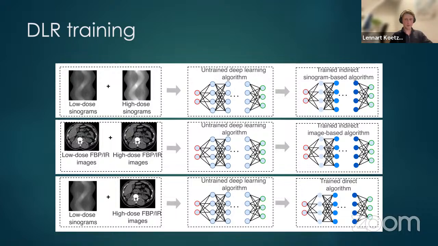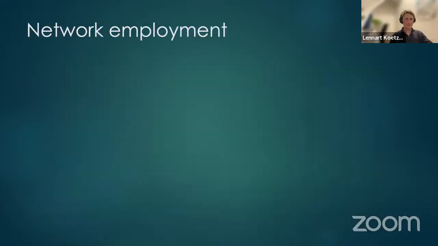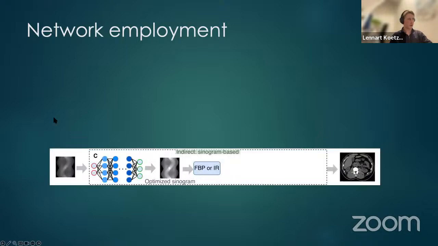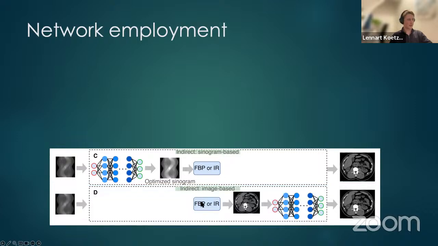So now we have our trained networks. How are they employed in the clinical setting? There are four ways. First option is the sinogram optimization, where we have our low dose sinogram, we optimize it and reconstruct it with FBP or iterative reconstruction. We can do something similar by first reconstructing the image, and then we have our low dose image, which we optimize with our deep learning network. And here we obtain our high quality image.